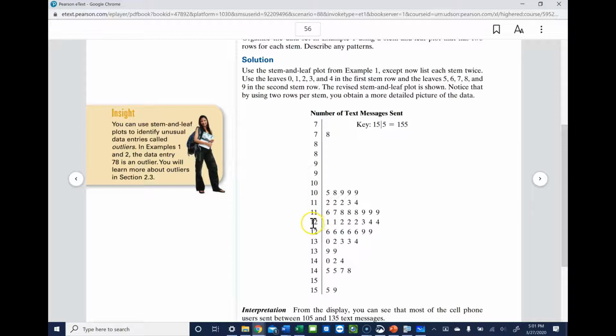So the 12 and the 12, that's 120 to 124. Then the next 12 is 125 to 129. You can see how that spreads the data out a little bit more.